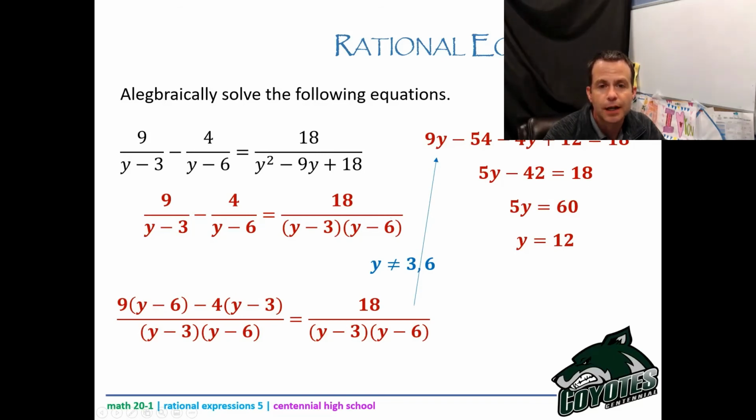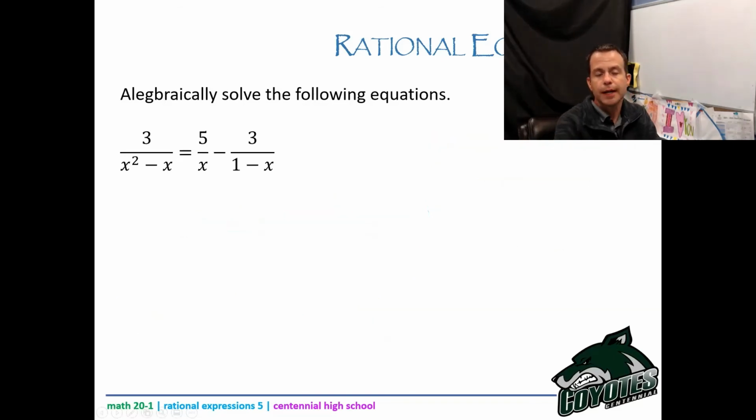All right, 3 over x squared minus x equals 5 over x minus 3 over 1 minus x. Okay, a couple things to talk about here. I want to start factoring. I know that this is going to factor into, let me just circle that for you for a sec. This is going to factor into x times x minus 1.